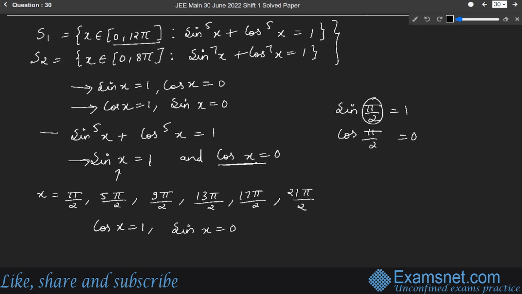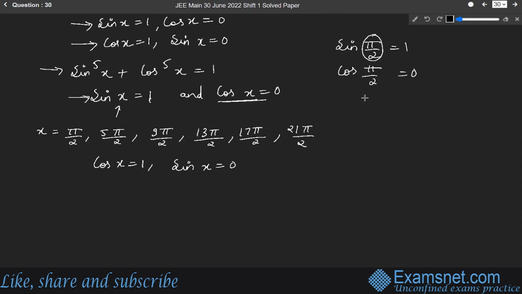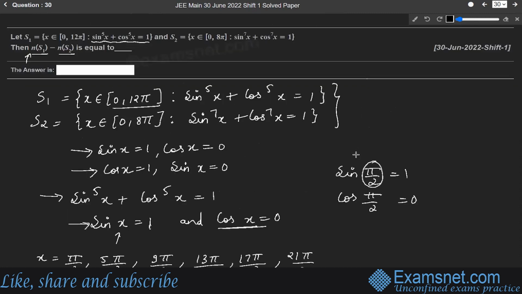Okay, we are talking about set 1. So when we have this condition, the values of x will be 0, 2 pi, 4 pi, 6 pi, 8 pi, 10 pi and 12 pi. Remember that for this set, we have to take the values between 0 and 12 pi. So we cannot take more than 12 pi.